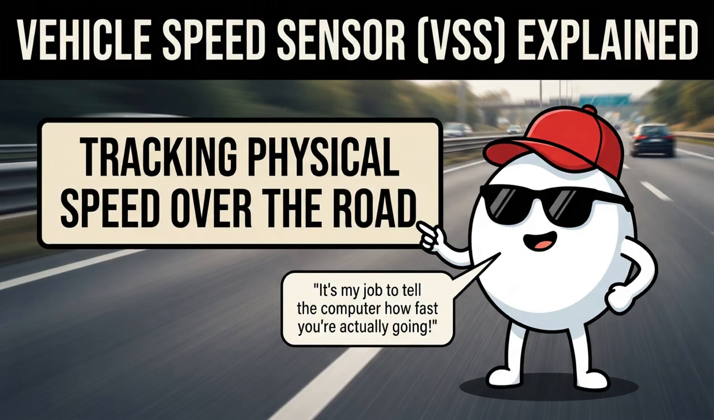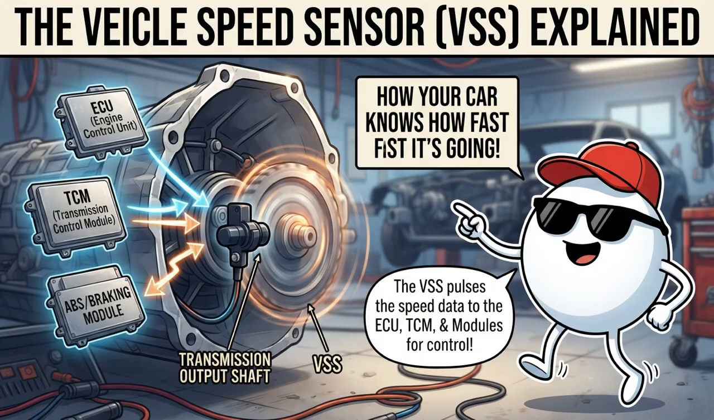Beyond internal engine RPM, the vehicle's central computer network must track how fast the vehicle is physically traveling over the road. This critical job belongs to the vehicle speed sensor, or VSS. Mounted on the transmission output shaft, transfer case, or integrated into the wheel hub assembly, the VSS measures the physical rotational speed of your driveshaft or wheels. This pulse data is shared across the ECU, transmission control unit, and braking modules.